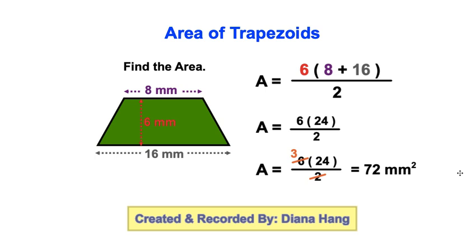We can cross-cancel the 2 and the 6. The 6 will become a 3, and 3 times 24 is how you get 72 millimeters squared.